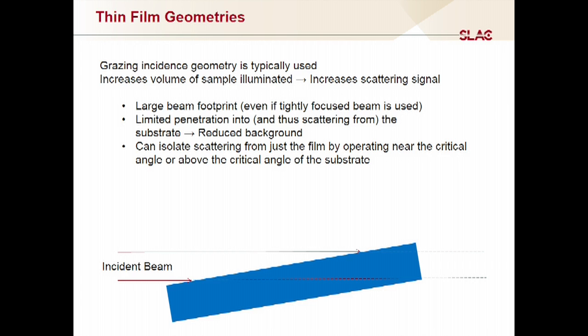It also means that you can get limited penetration into the sample. And so if your sample is a thin film on top of some substrate that you don't care about, this can limit the amount of scattering from that substrate, can cut down the background. And you can actually, if you're very careful and work at very, very low angles, isolate the scattering from just the film or even just the very surface of your film, if you're working very close to what's called the critical angle of your film.